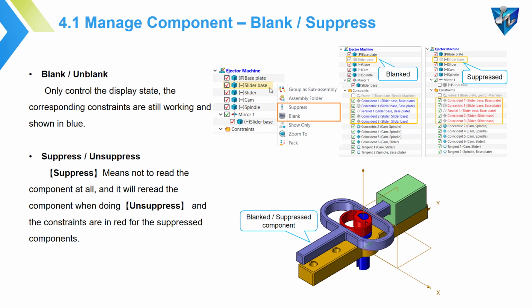Okay, in the first place, I'd like to show you how to hide the component. It's easy, and we can find the command once we right-click on the component in the assembly tree or graphic area. And please note that the corresponding constraints will turn blue once it's hidden. Another operation is suppress. It appears to be the same as hide, but for suppress, it actually removes the component temporarily, and the related constraints will turn red.